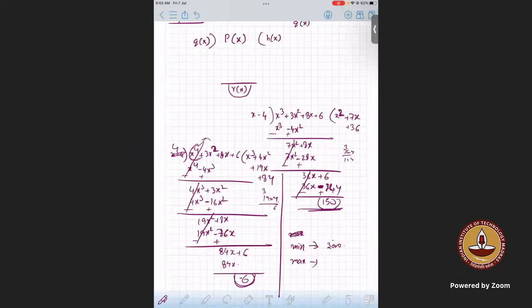Sir, what are the options? Options are degree of p of x, degree of p of x minus 1, degree of q of x, and degree of q of x minus 1. The fourth option is correct. I want to say they didn't give the degree equal to the divisor, or degree equal to the dividend. Then you can eliminate that, since it is a constant polynomial.